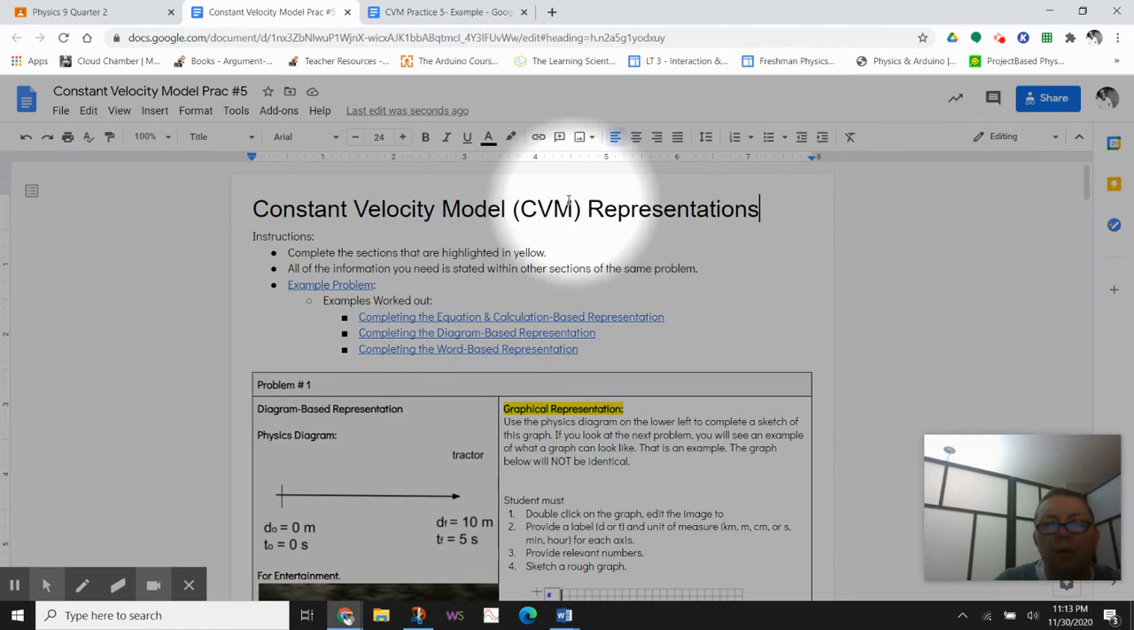We're going to be working on this constant velocity model representations worksheet today. I have a separate sheet that has a similar setup that I'm going to go through and work on some examples of it to make sure we see how to do some of these different things.